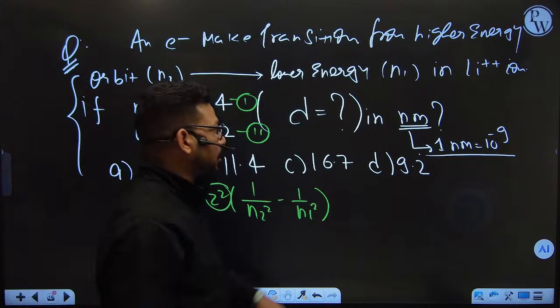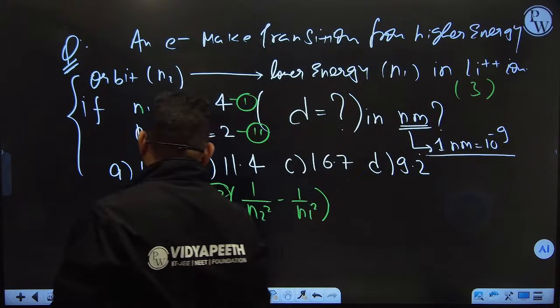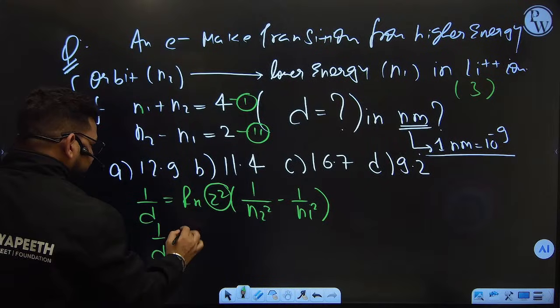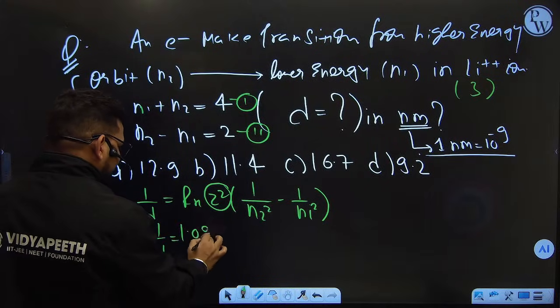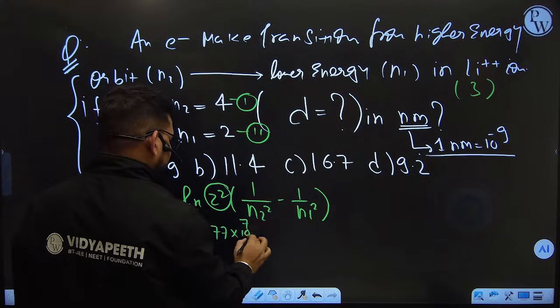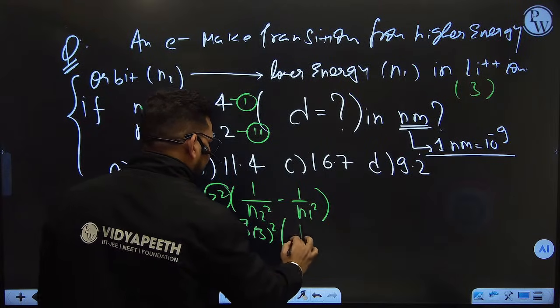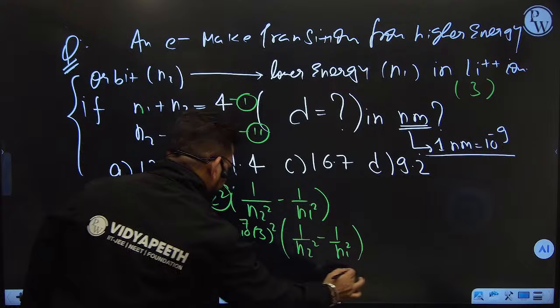All of you are aware that the atomic number of lithium is 3. So now 1 by lambda equals, what is the value of RH? All of you are aware, 1.0977 into 10 to the power 7, correct? Z, the atomic number of lithium, is 3, squared. I need only 1 upon n1 square minus 1 upon n2 square. Then we are able to solve this question.